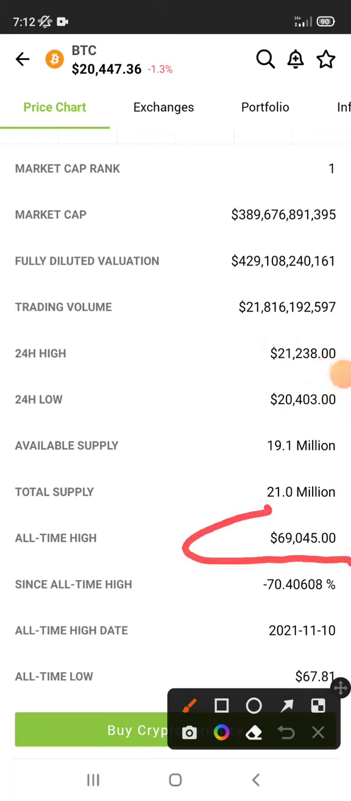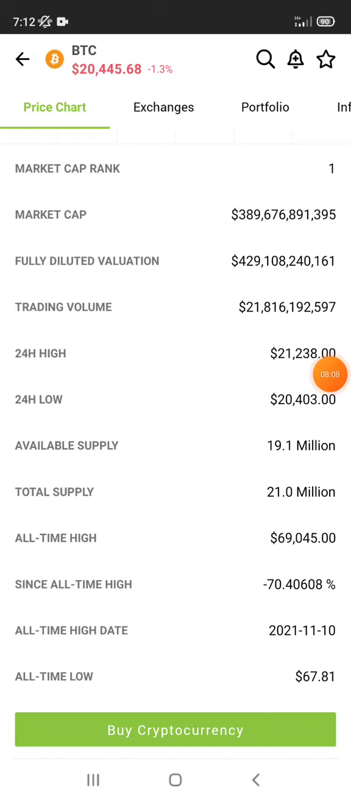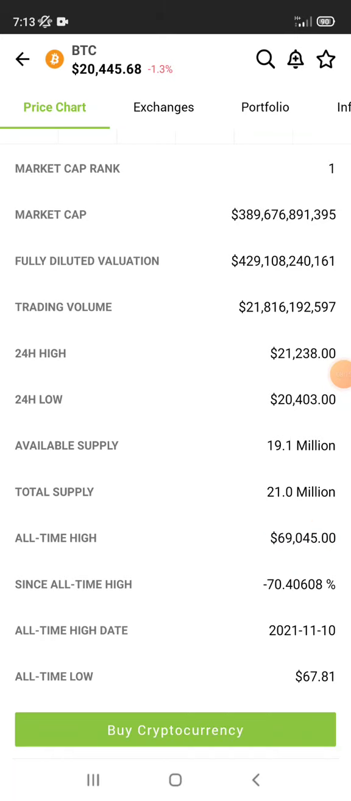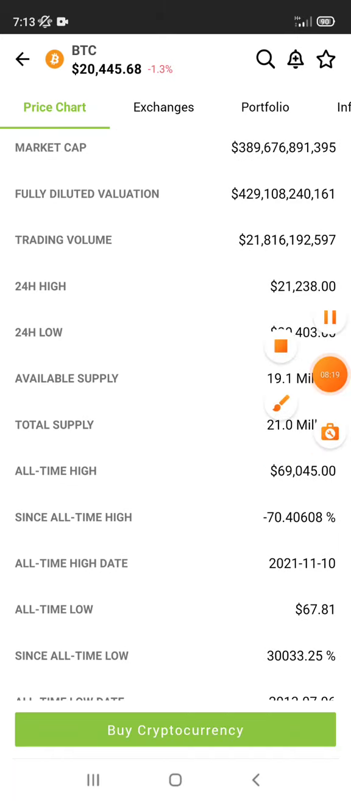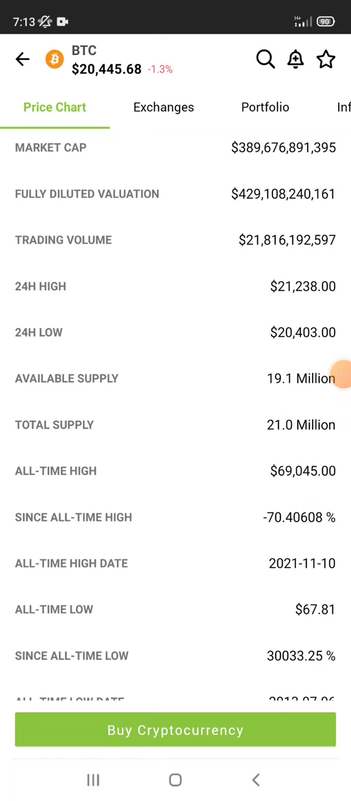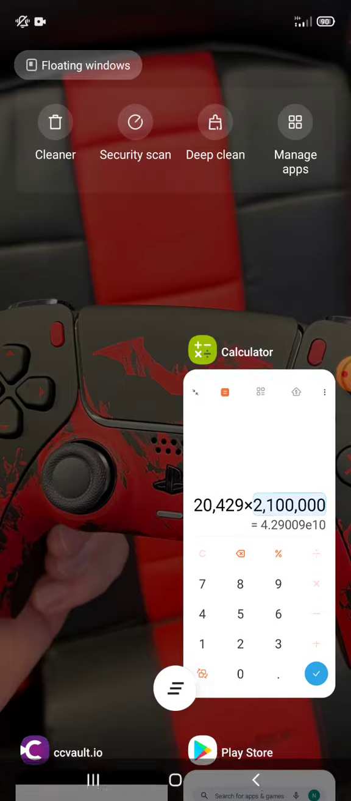All-time high means the highest price Bitcoin has attained in its life. So Bitcoin reached this $69,000. That was last year, 2021. Then since all-time high, which means after all-time high till now, what has happened? Since the all-time high of $69,000, the price of Bitcoin has reduced by 70%. You can calculate this if you wish to calculate it. So for the purpose of this video, let's just calculate it. Let's do 70% of $69,000.